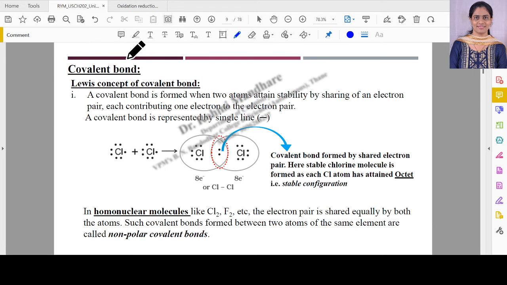Then we have covalent bond. In covalent bond, we have seen two types of bonds. Where bond is formed between the same kind of molecule, it is homonuclear, and another one is heteronuclear. In homonuclear, you have the same species bonded with each other, so since the same element is there, there is no electronegativity difference. So this kind of covalent bond is non-polar covalent bond, right?